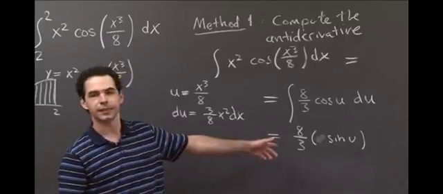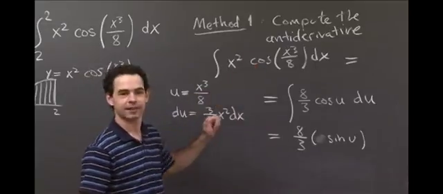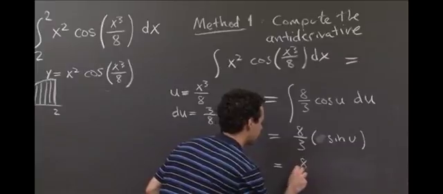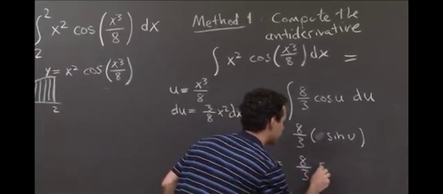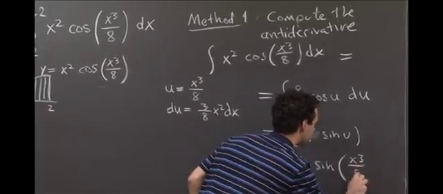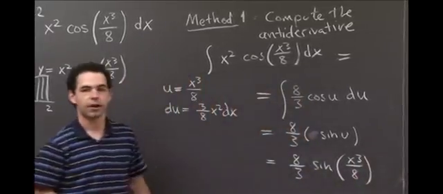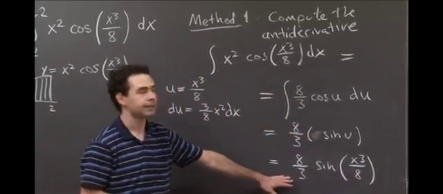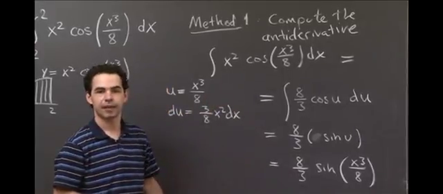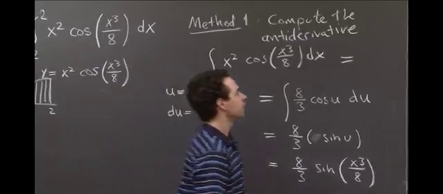But that's not good. I need it back in terms of my x's, so I have to back substitute. So this is 8/3 sine of x cubed over 8. All right, now I've got an antiderivative of this expression. So now I can take this antiderivative and apply the fundamental theorem of calculus, right?